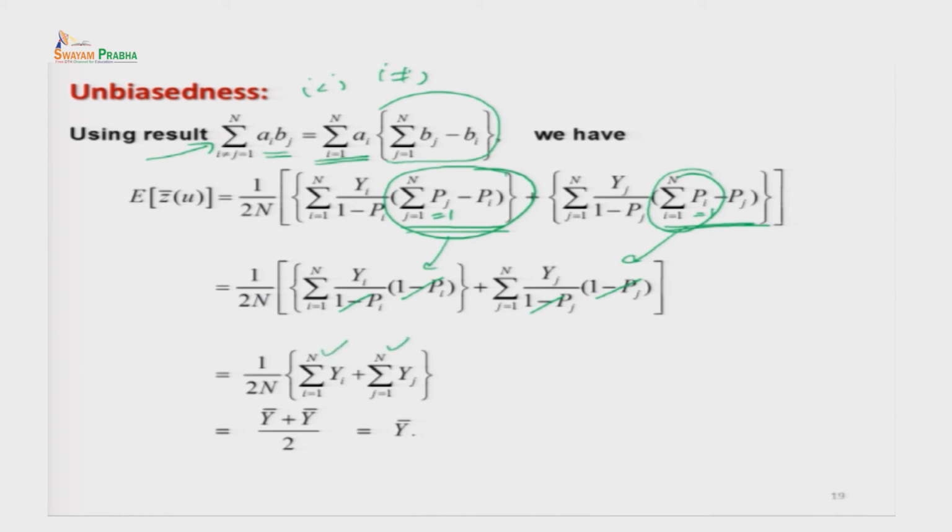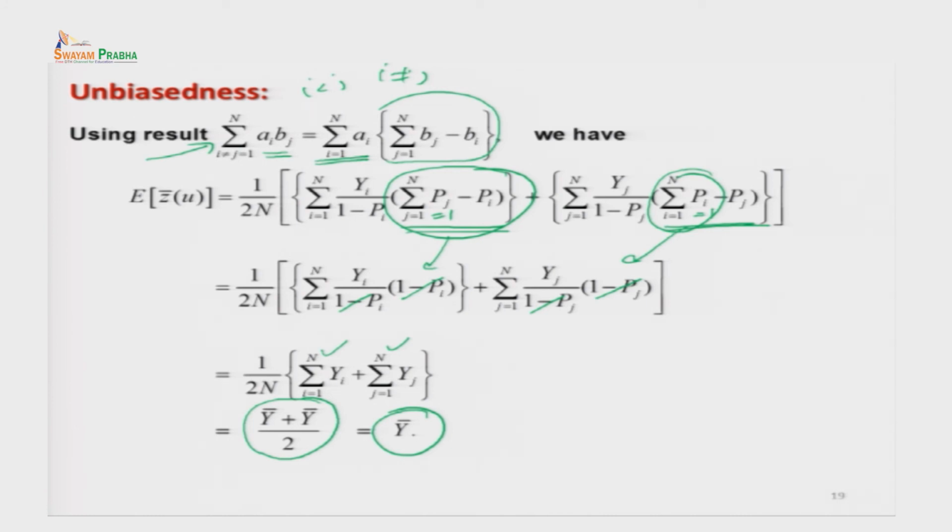2 times the y total, right. So this becomes capital Y bar plus capital Y bar divided by 2, which is capital Y bar. So one can see very clearly that this is an unbiased estimator, and that is what we want, right. So this Murthy's unordered estimator comes out to be just like an ordered estimator. And you see why you have done this algebra.